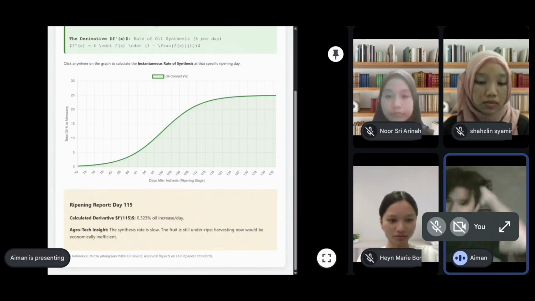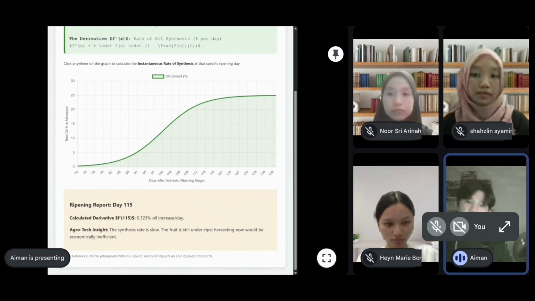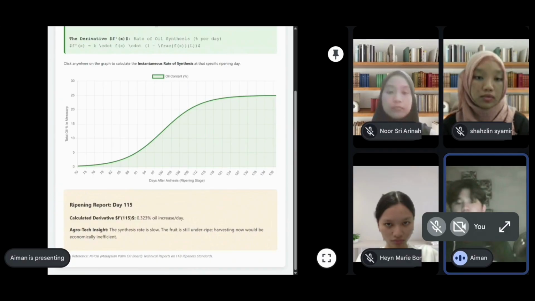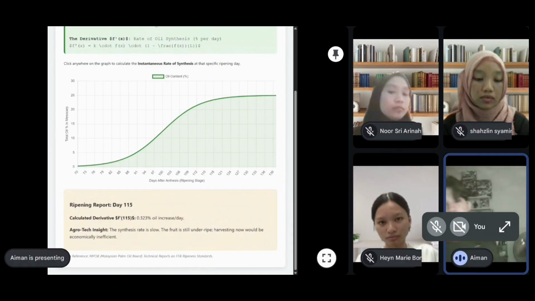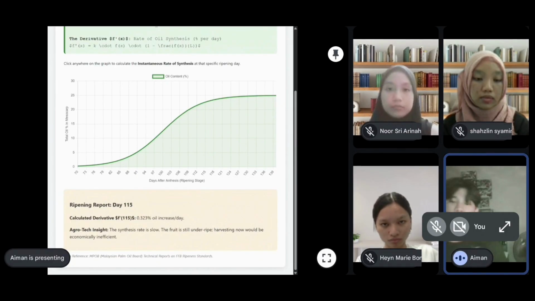A recommendation to make this HTML better: one way to improve the HTML website in the future is by adding an interactive feature such as a slider to adjust the temperature or processing time and display the graph change in real time. This will help product technology students better understand the relationship between processing factors and production yield in a more engaging and interactive way. So that's all for me.